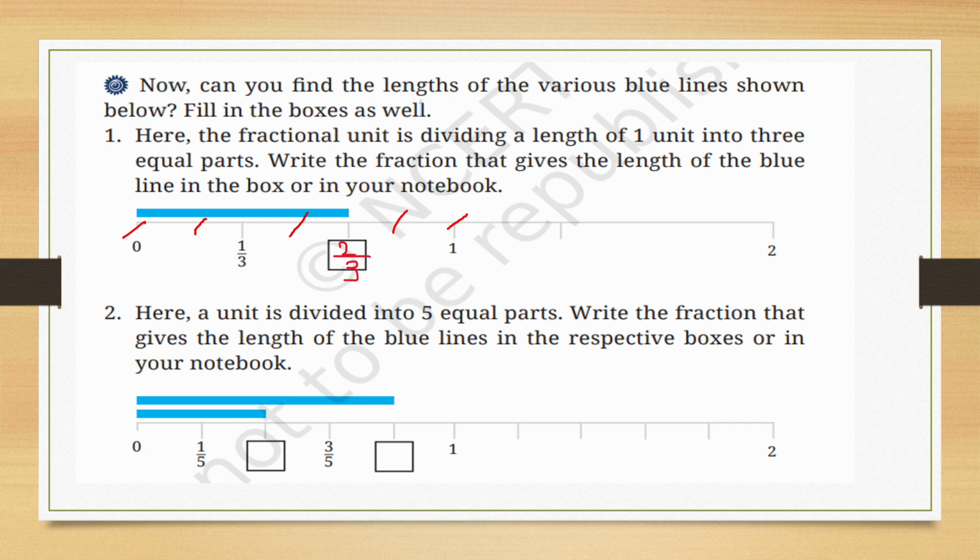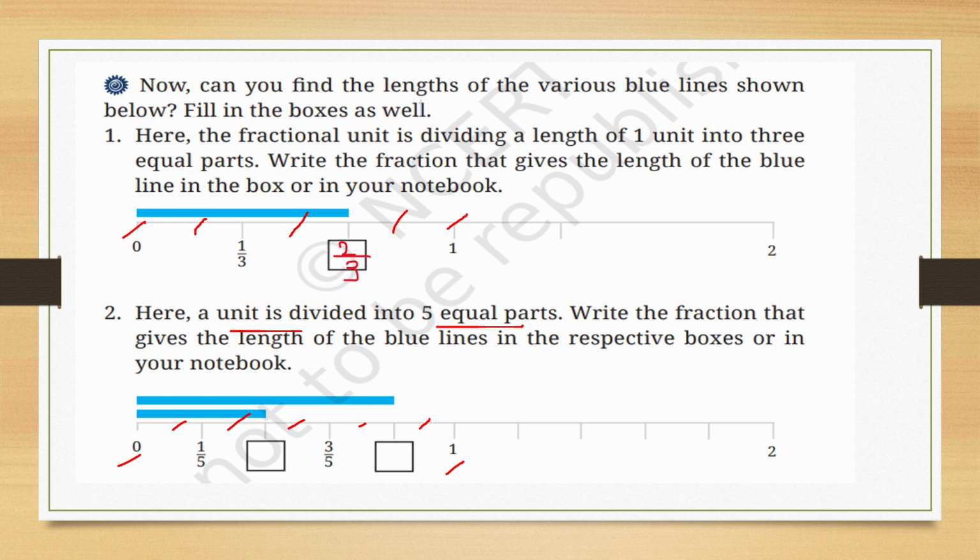Next one, here a unit is divided into 5 equal parts. Write the fraction that gives the length of the blue line in the respective boxes or in your notebook. See, this is 0, this is 1. This 1 unit, it is divided into how many parts? 5 parts. See, 1, 2, 3, 4 and 5. So, 1 unit is divided into 5 equal parts. So, each part is 1 by 5.